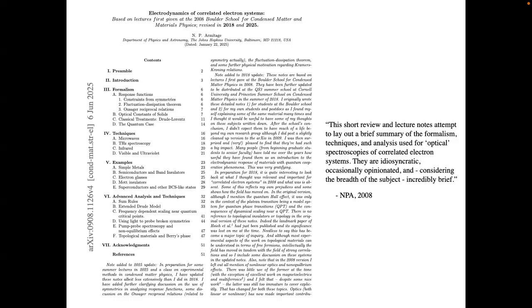This is what I wrote in 2008. The short review and lecture notes attempt to lay out a brief summary of the formalism, techniques, and analysis used for optical spectroscopies for correlated electron systems. They are idiosyncratic, occasionally opinionated, and considering the breadth of the subject, incredibly brief. So, I like what I wrote in 2008, and we're going to stick to this general strategy. Even for this incredibly brief set of lecture notes, we can't cover everything today, and I'm just going to hit a few different highlights.